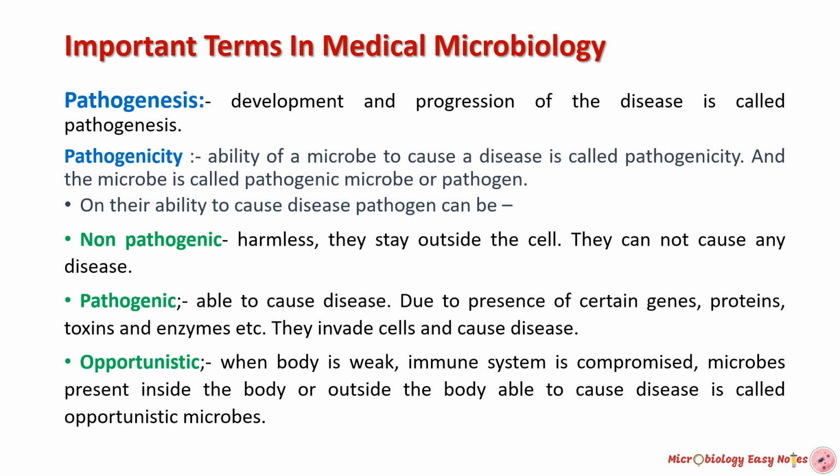Pathogenic are able to cause disease due to presence of certain genes, proteins, toxins, and enzymes, etc. They can invade the cell and cause the disease. Opportunistic, when body is weak, immune system is compromised, microbes present inside the body or outside the body able to cause disease is called opportunistic microbes.